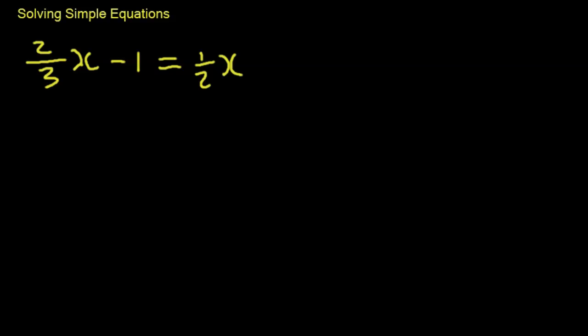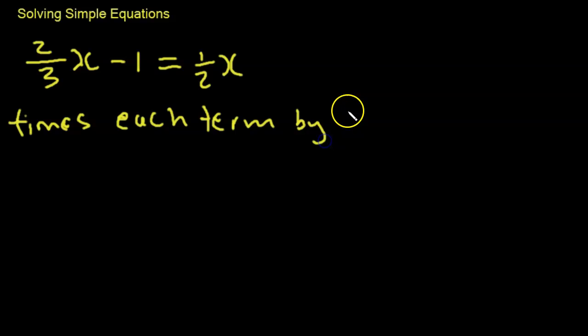So how do we approach a problem like this? We multiply each term by the LCM. What's the LCM? For the denominators, the LCM of 3 and 2 is 6. So multiply each term by the LCM. In this case, it is 6. So put in brackets here 6.